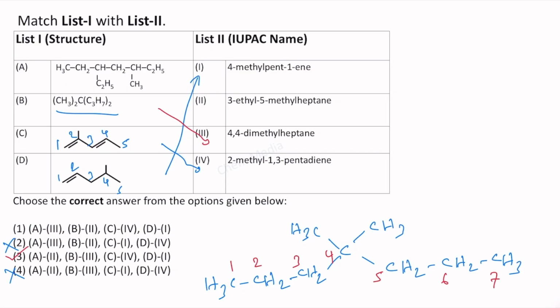A must match with 2. Let's check that out. 1, 2, 3, 4, 5. We have C2H5 here. That can be considered as 6 and 7. We have an ethyl group at 3 position, methyl group at 5 position. So 3-ethyl-5-methylheptane. So A is matching with 2. This means that option 3 is the correct choice here.